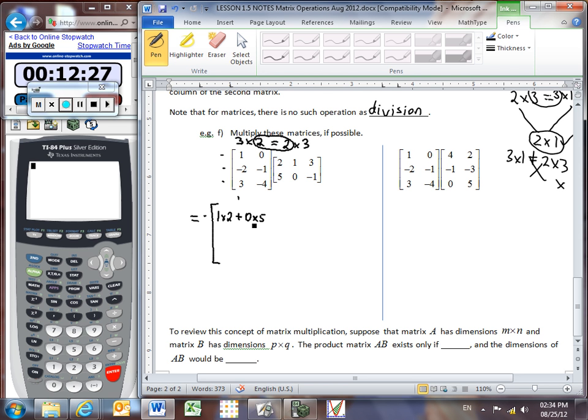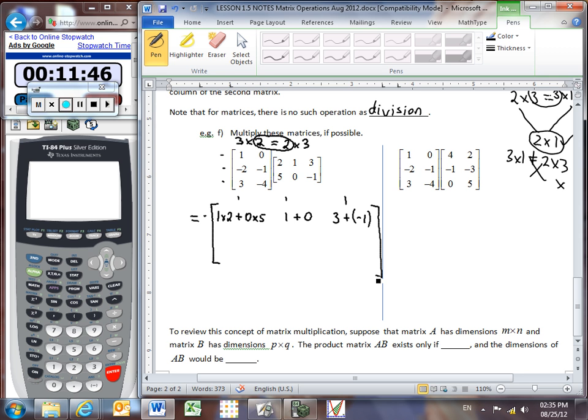Let's move on now and do the first row times the second column. So we've got 1 times 1. You'll notice I'm putting it into the spot in the first row and the second column. So I've got 1 times 1 plus 0 times 0. And now let's do the first row, third column, in order to get the entry that belongs in the first row, third column. So we've got first row, 1 times 3, plus 0 times negative 1. And this is where my 3 by 3 matrix will end.